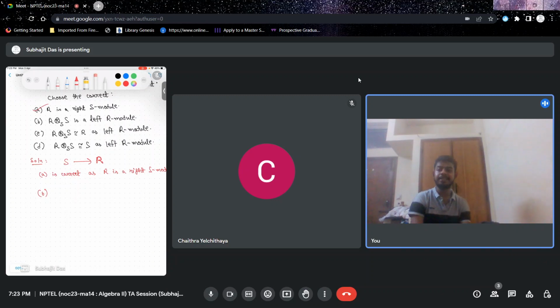So is this actually a left R module? You don't need to get to all those isomorphisms, actually. You don't even need to check this or use the fact that this is isomorphic to R as an S module. You can do it very easily. Forget this for the time being.